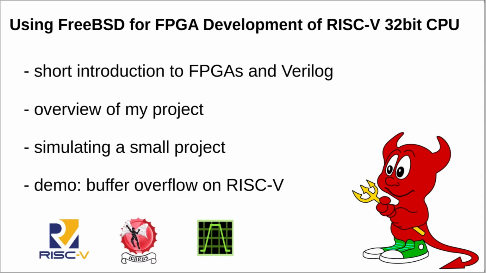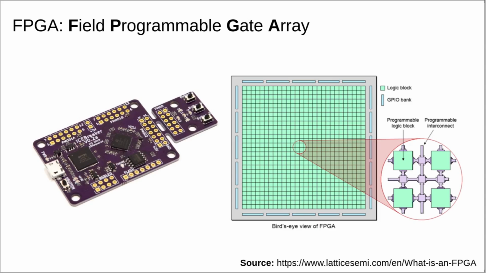And since this is one of my favorite topics, I'm going to show how to do a buffer overflow on the RISC-V 32-bit CPU. For that, I'm going to be using GCC to compile the project for the RISC-V CPU. The CPU itself is going to be described in Verilog, so I'm going to be using Icarus Verilog. And for the waveform viewer, I'm going to use GTKWave.